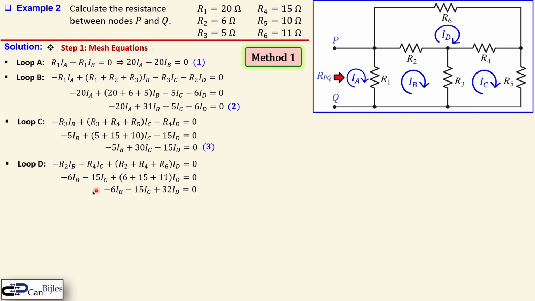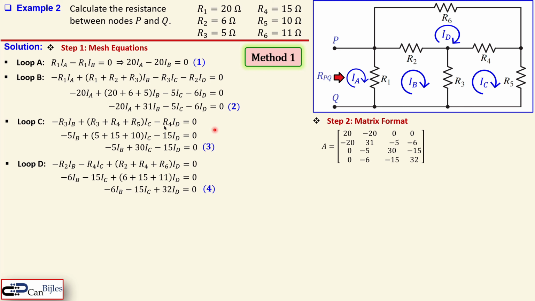and that will give us this expression, which is then our fourth equation. Now, step 2 is setting up the matrix format. We will see that we need a 4 by 4 matrix because we have 4 equations and 4 unknowns. That is then more complicated, of course, but we will see that's 20, minus 20, and 0 because there is no IC and ID for the first equation.